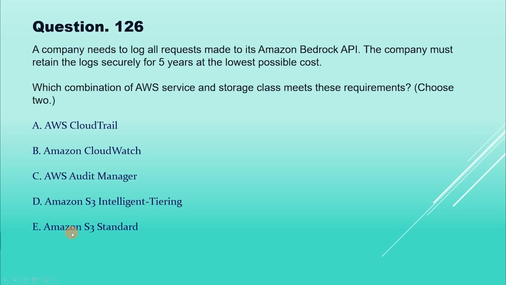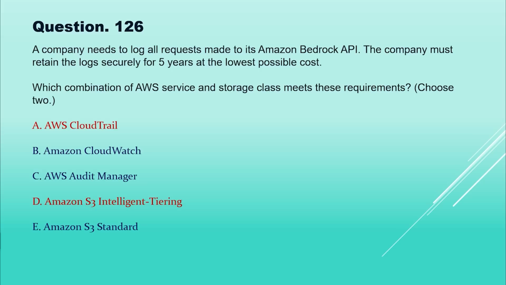And one more option was there, Amazon S3 Standard. And now let me reveal the correct answer for you: AWS CloudTrail and Amazon S3 Intelligent Tiering. Because AWS CloudTrail records all the API calls made to AWS services, including Amazon Bedrock, and provides detailed logs of these interactions. So it is the primary service for tracking and logging the API requests. So option A is correct for that reason.